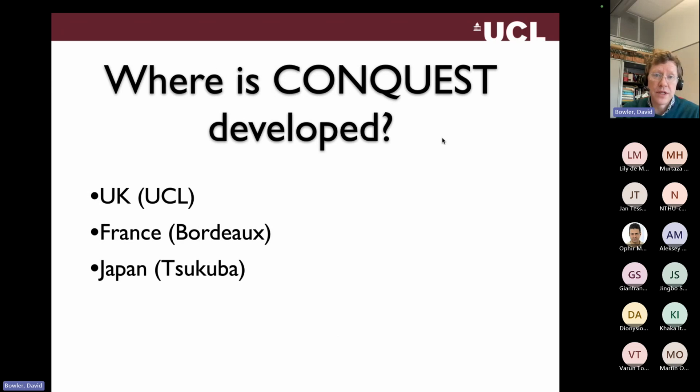Conquest itself is developed mainly in three centres. It's developed here in the UK at UCL, in France at the Université de Bordeaux, and in Japan in the city of Tsukuba at the National Institute for Materials Science. It's been an international collaboration for at least 20 years. We've worked together across those three sites now for 10 years, and the international collaboration is vital to its success.